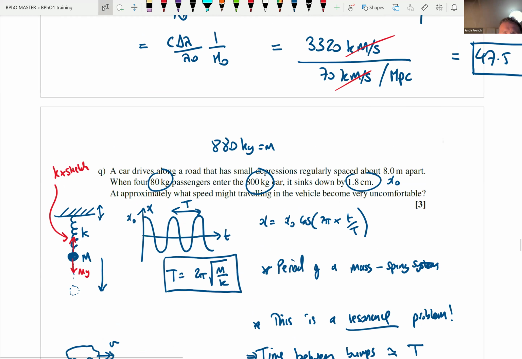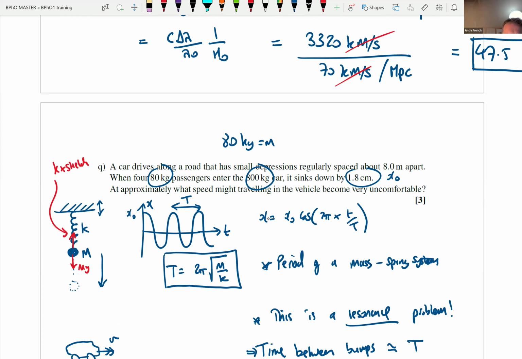Yes, indeed. There we go. 4. So my sums aren't quite right here. Thank you very much indeed. That saved my blushes. So what we've got, the mass is not just one person.